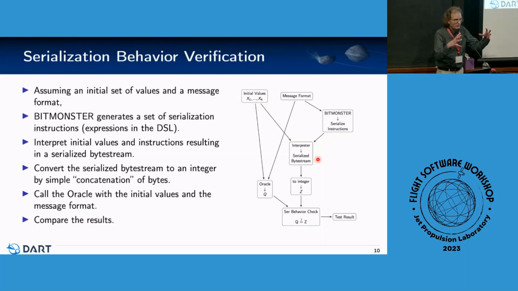That's just a sequence of bytes. We can mush those bytes together and create an arbitrarily large integer, because we have arbitrary precision arithmetic. We'll say that's an integer z, the result of running all the BitMonster machinery. Then we can request the oracle: what does the oracle say the answer should be, which was that simple polynomial. We take the initial values in the message format and get a value q. Then you can ask, does q equal z? That can be your first test result for the first property of how BitMonster should behave.